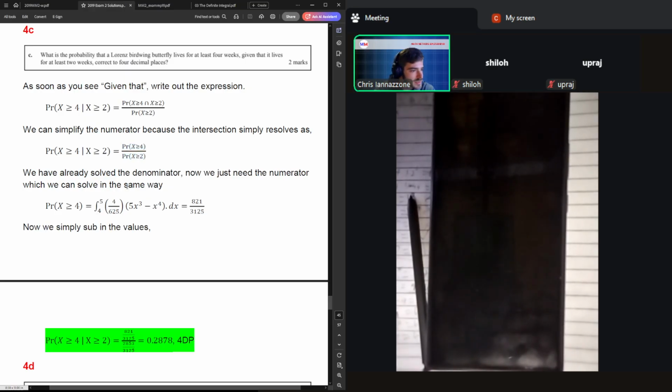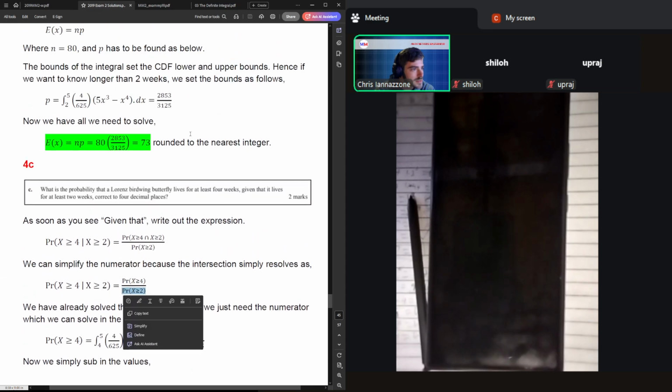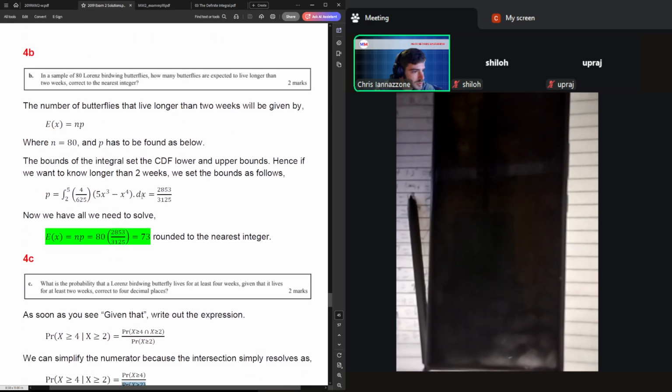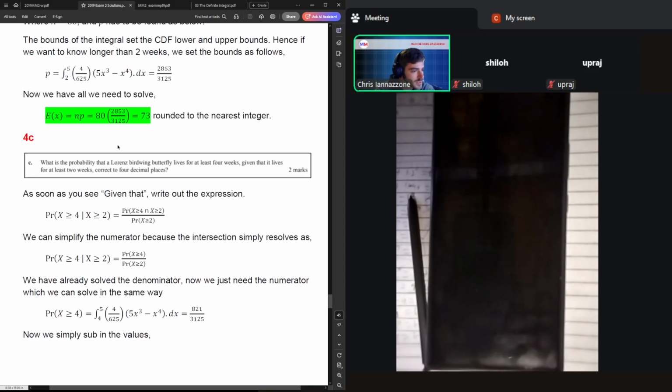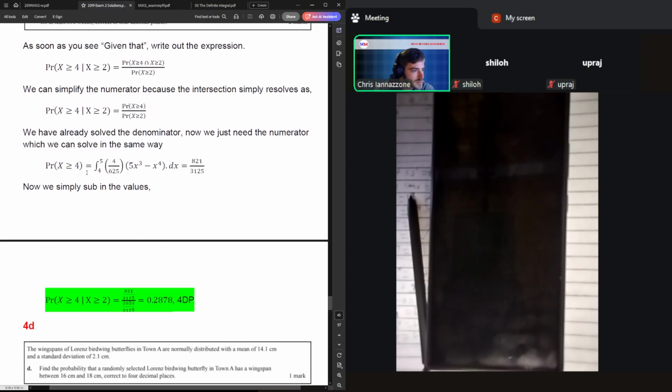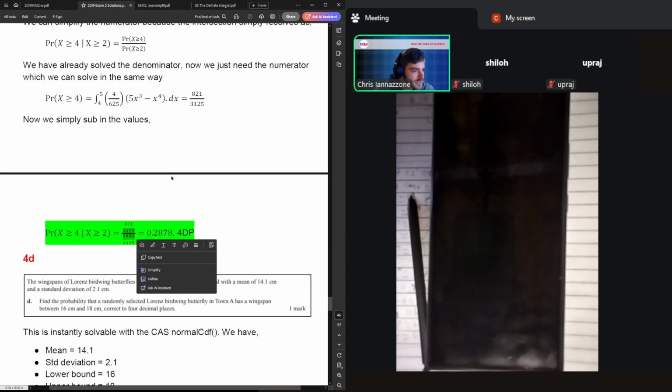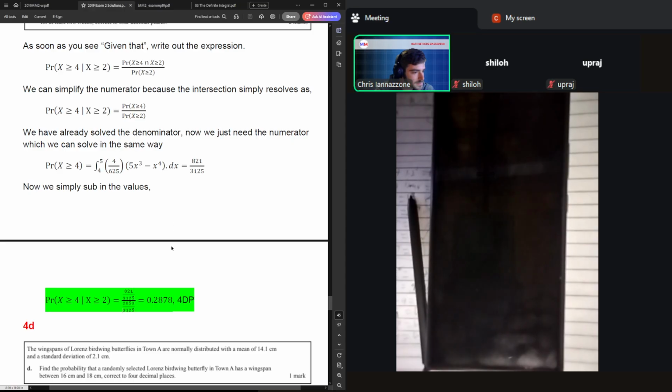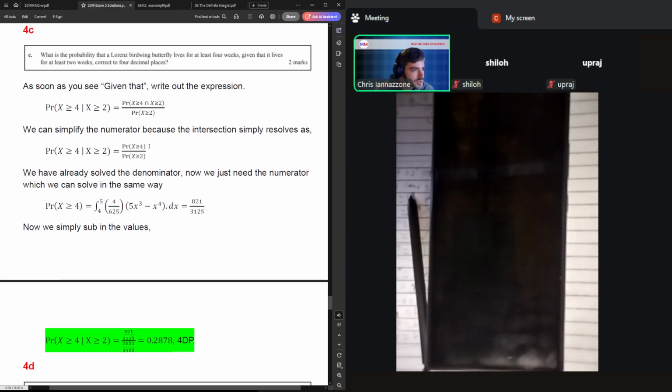This denominator, as I sort of said before, we've already figured that one out. We did x greater than or equal to 2 over here. When you do 2 to 5, 4 to 5 is, well, the exact same thing. You take your two fractions, stick one on the other, and yeah, conditional probability.